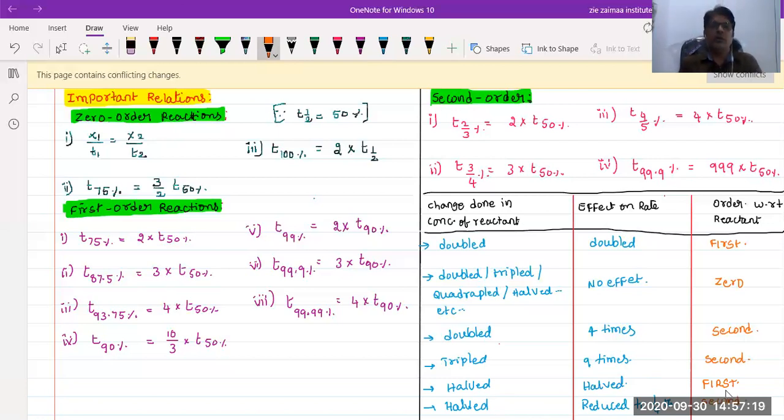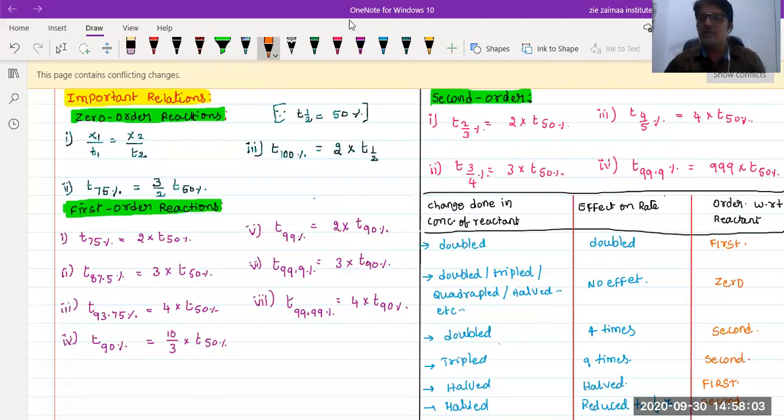Second order. Okay. So before turning the page, please take a screenshot of this if you want. Okay, so these are the important relations for zero order, first order and second order reactions. Whenever the concentration of reactant is changed, for example doubled, what would be the rate of reaction? On the change of this, the effect on rate, we can simply say the order of reaction depending upon that. Okay na?